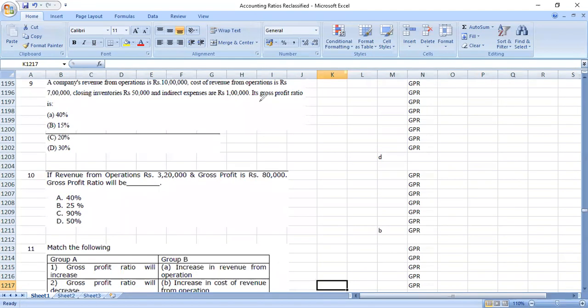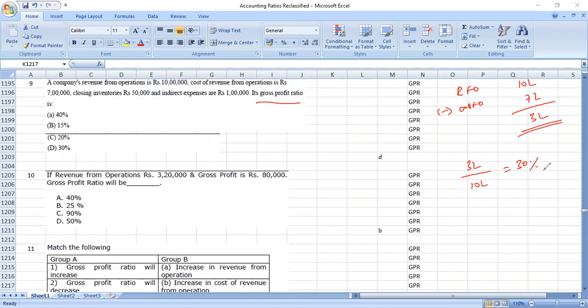If they ask for gross profit ratio, you need two pieces of information: revenue from operation minus cost of revenue from operation. So revenue from operation is 10 lakh. Cost of revenue from operation is 7 lakh. So gross profit will be 3 lakhs. Gross profit ratio is gross profit divided by revenue from operation, which is 30%. That's all.